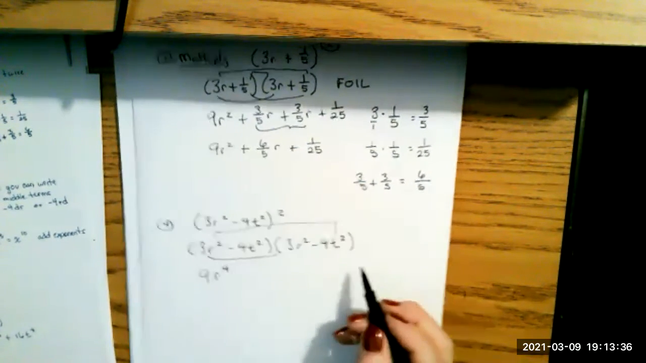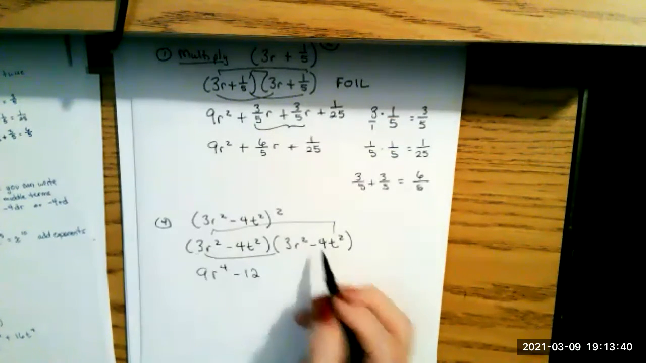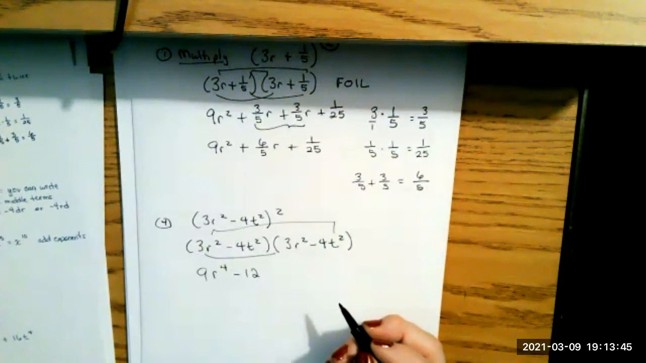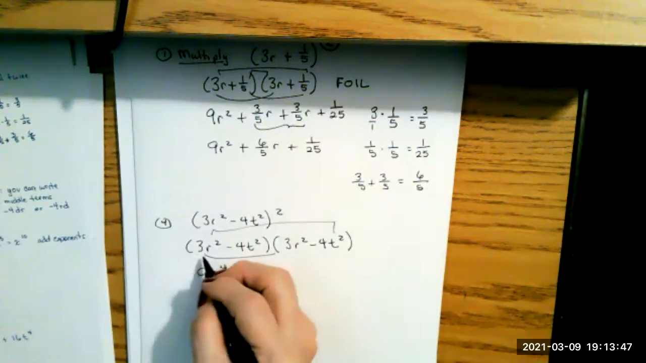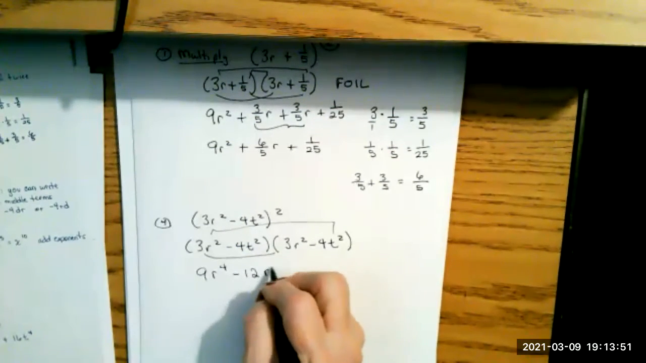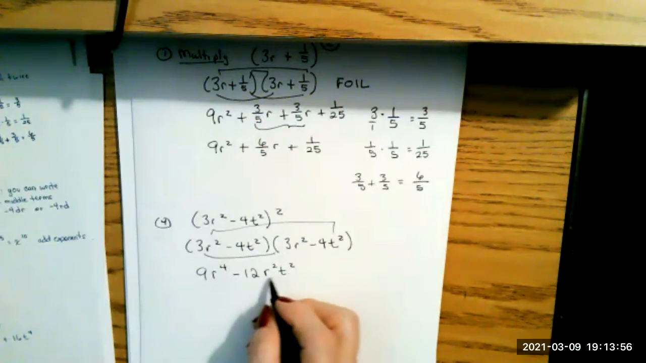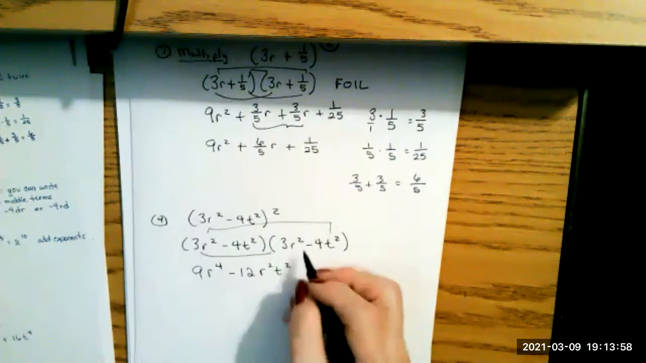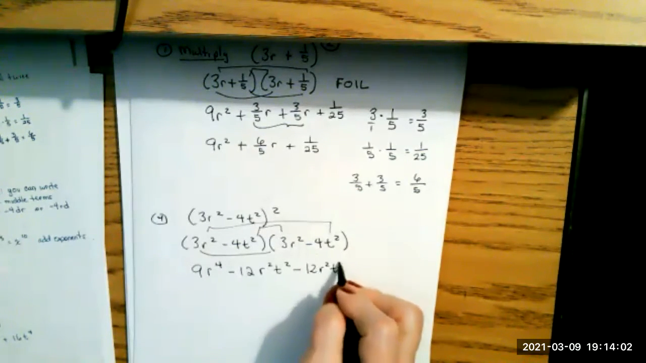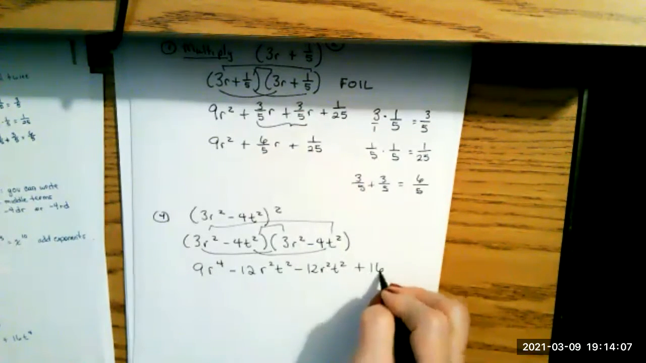Then outer is going to be 3 times 4, which is 12, and it's negative because positive times a negative is a negative. And you can put RT squared or TR squared. You can put R squared, T squared, or T squared, R squared. It doesn't matter which way you want to put the variables. They'll count it both ways because that's a product. Now then, to do the inner, it's the same thing. 12R squared, T squared. And then last, a negative times a negative is a positive.